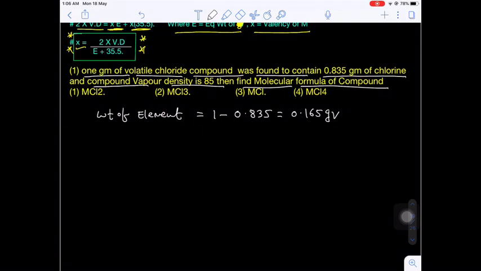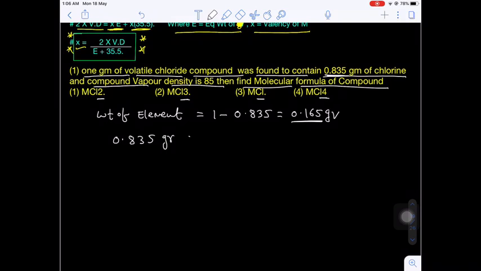Once we know the valency, then we can identify the molecular formula. Now what is the weight of the element? 0.165 grams. We know chlorine here is the reference element. We know the equivalent weight of chlorine, that is 35.5. Now how many grams of chlorine is there here?